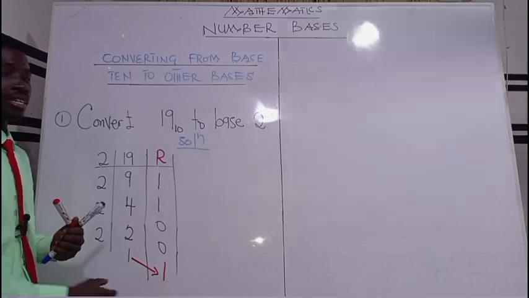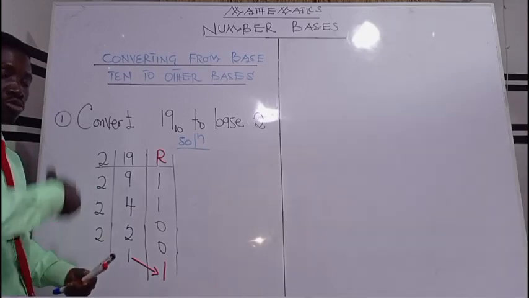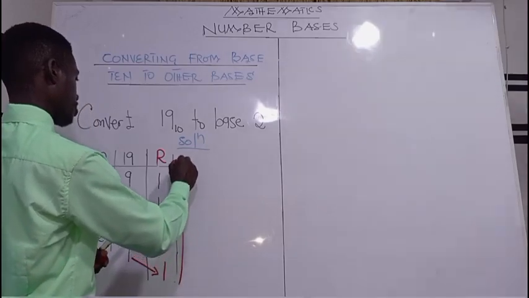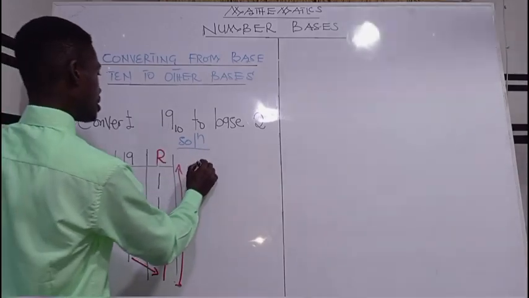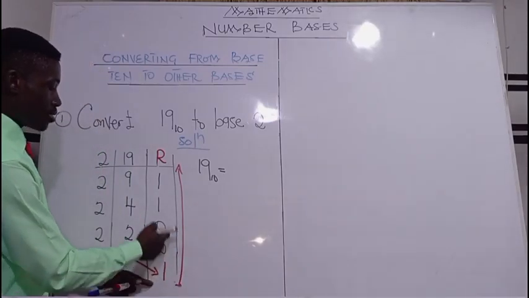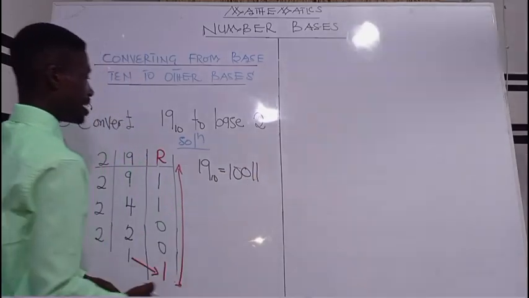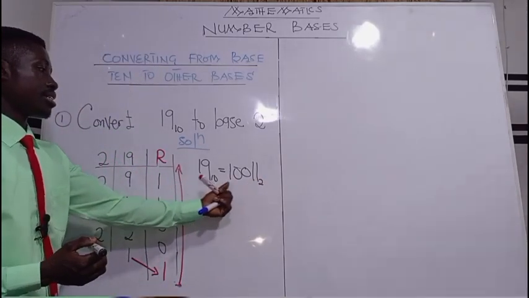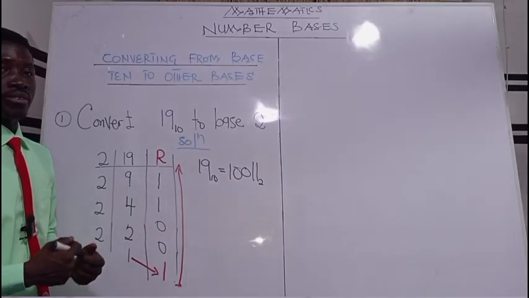Once we are done with this, the last thing that we are going to do is our reading. And the reading is done from bottom to up. So this is how the reading is done. We can say that 19 base 10 is equal to, now we start reading from here, 10011 in base 2. So 19 base 10 is equal to 10011 base 2. Very, very easy.